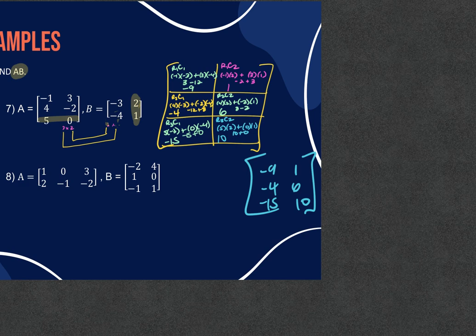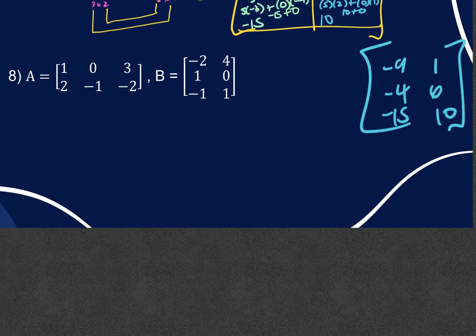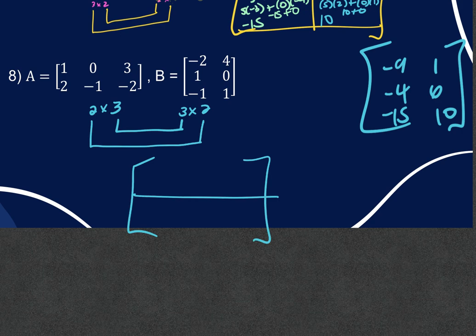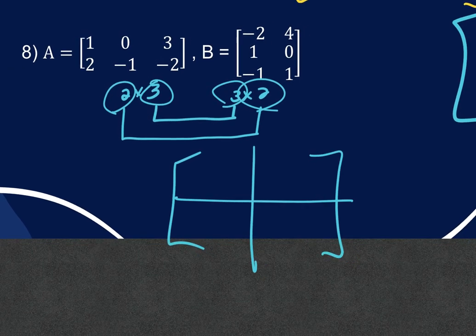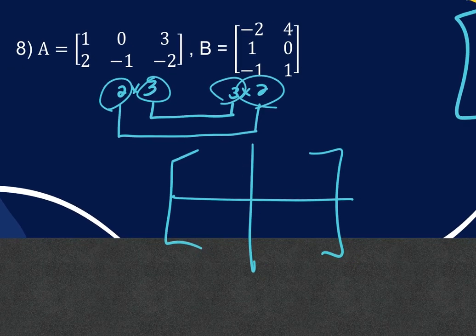Questions on that one? All right, go to 8. First of all, can you do it? What are the dimensions of A? 2 by 3. And the dimensions of B? 3 by 2. So can it be done? Yes. What are the results? 2 by 2. All right, so we know our result is going to be a 2 by 2.